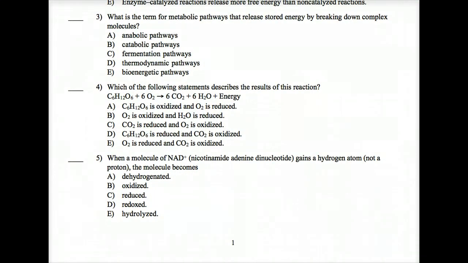So what is the term for metabolic pathways that release stored energy by breaking down complex molecules? Breaking down is my key word here. When I'm building stuff up, like if I'm getting stronger, taking steroids, that's anabolic steroids. We want the opposite of anabolic, so that's going to be catabolic. So that's going to be answer B, and we don't really need to talk about the rest of those.